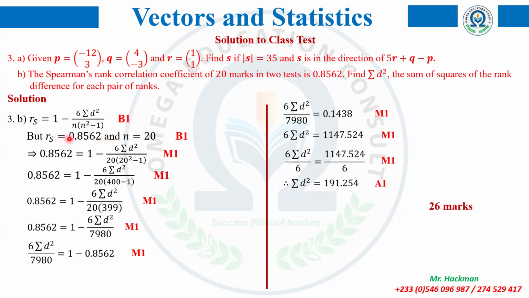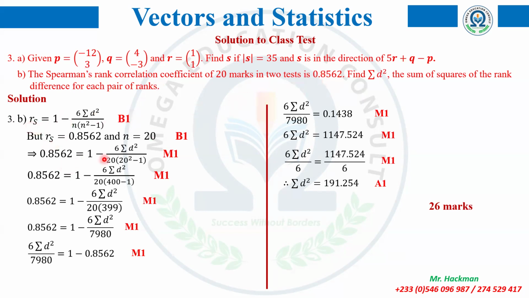In the formula, I would need my n. I will need my sigma d squared. So do I know my n? Let me go to the question. Yes, the n will be the 20 marks that we have here in 2 tests. So this will be your paired observation, the number of paired observations. So in this case, you can extract it. It doesn't really matter which one comes first. But r sub s, you are given the r sub s too, you know this as well.